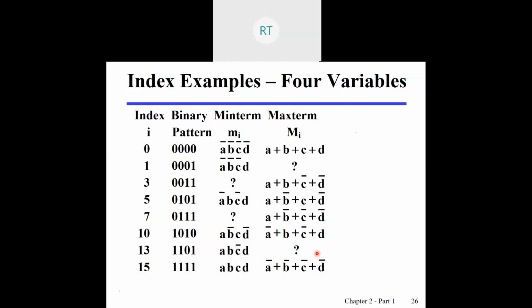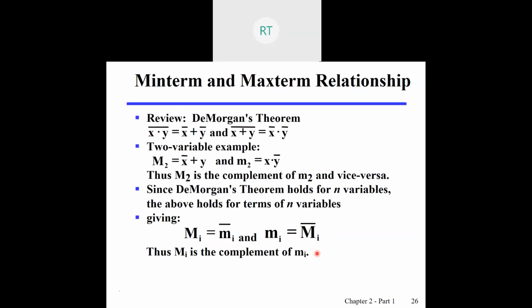Okay, you got it? Any questions about min terms and max terms? We will review De Morgan's law very quickly. If you are doing x y bar, it is equal to x bar plus y bar. So x will become x bar, and will be plus, and the y will be y bar. So this is moving from m0 to big M of 0, or any index.